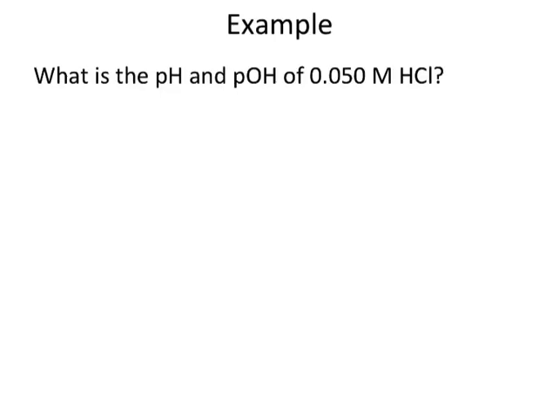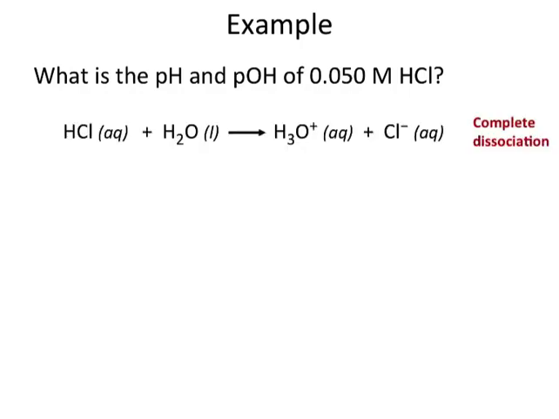So, a couple examples to finish us off. What's the pH and pOH of 50 millimolar HCl? Well, HCl dissociates completely. Hopefully this is something you learned previously. It'll dissociate into H plus and Cl minus. And now H plus is a bit of a misnomer. What that really means is that the H plus jams itself onto a water molecule and makes H3O plus.